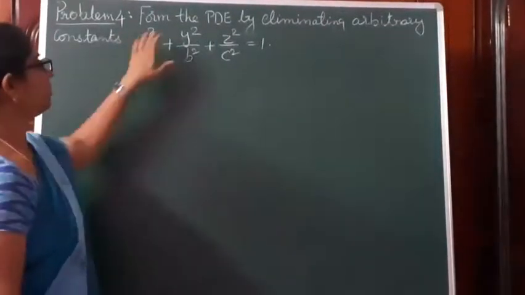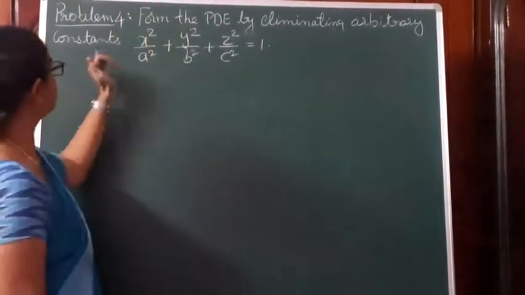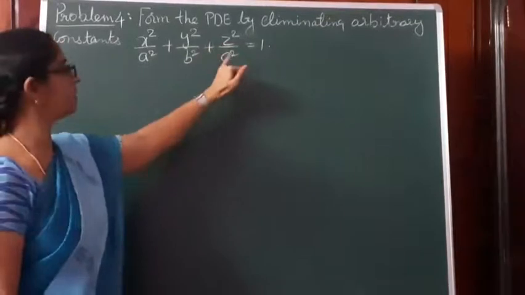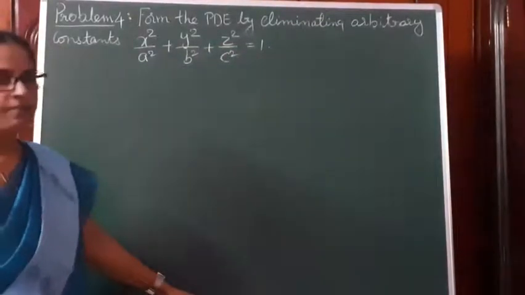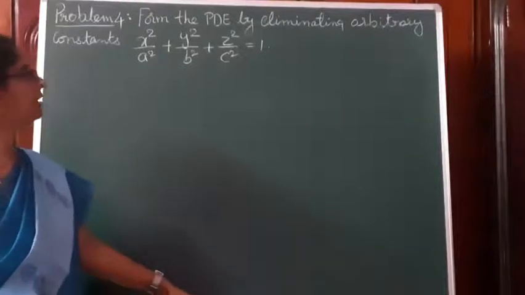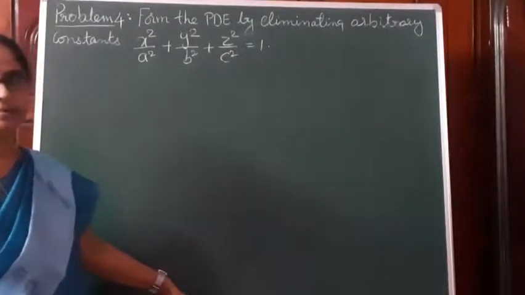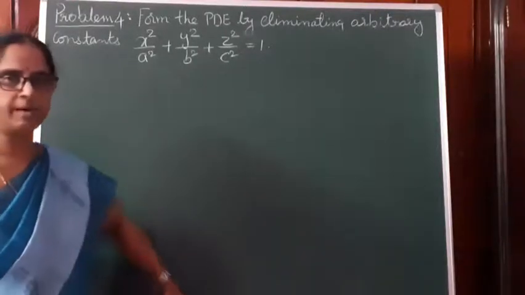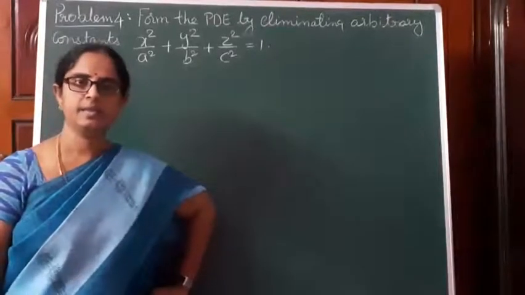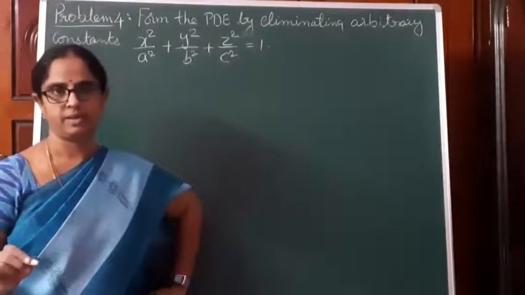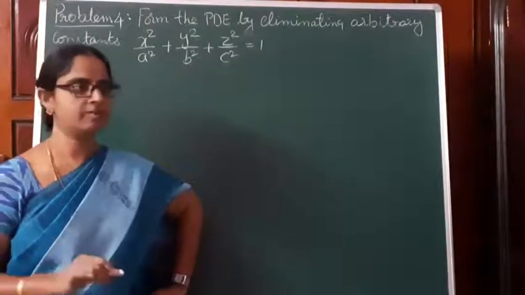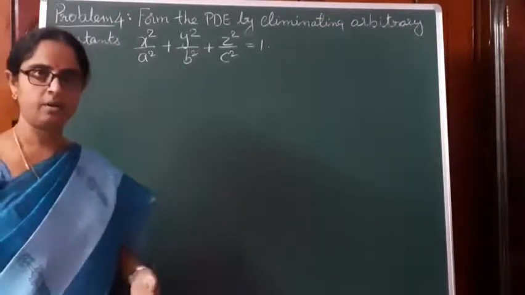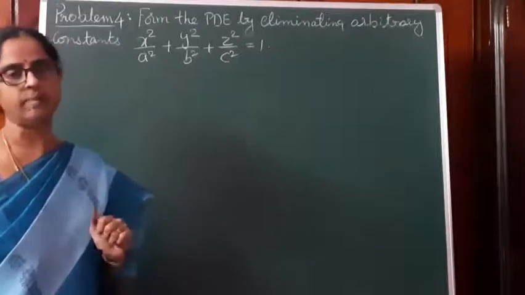Okay. We look into another problem, one more problem. Form the partial differential equation by eliminating arbitrary constants from x square by a square plus y square by b square plus z square by c square is equal to 1. In this equation, there are 3 arbitrary constants, and the number of independent variables are 2, x and y. So the number of arbitrary constants is more than the number of independent variables. So here in this case, we get a higher order partial differential equation. First order partial derivatives are not enough to eliminate arbitrary constants. So we have to go for second order, if necessary, third order or higher order partial derivatives also.